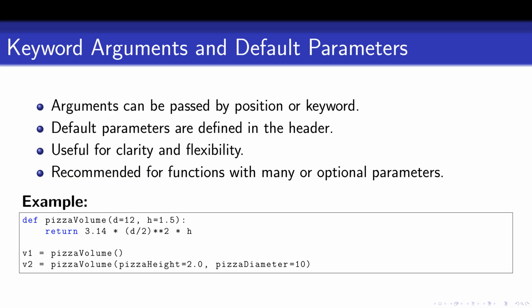Calling pizza_volume would use the defaults, while calling pizza_volume(pizza_height=2.0, pizza_diameter=10) lets you customize inputs using keywords. This kind of flexibility not only improves the clarity of your code, but also makes your functions more adaptable to different use cases without requiring multiple versions of the same logic.